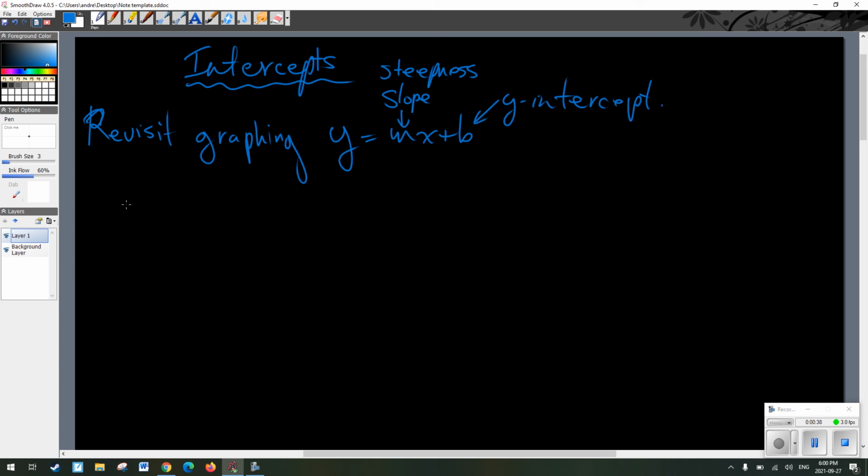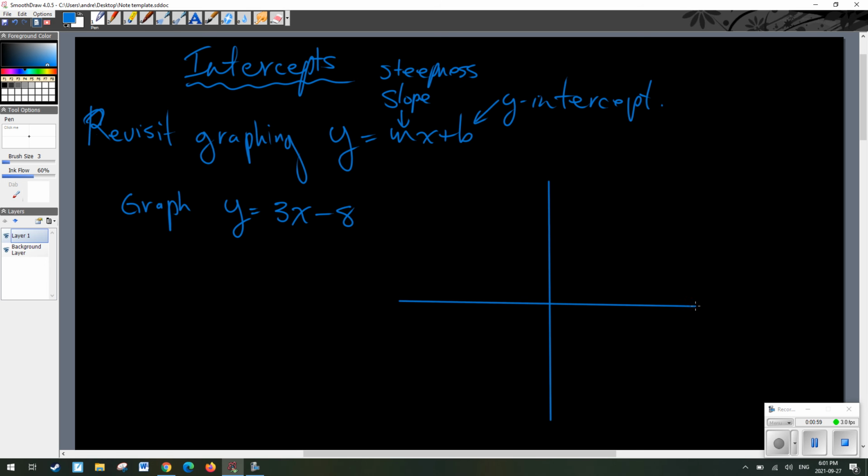So let's just revisit. As an example, let's graph y equals, how about we do 3x minus 8. I don't have a fancy graph here, but I'm just going to draw a graph. So I've got my axes, and let's think about how we go about this. Remember, the first step was to plot our y-intercept. In this case, our y-intercept is -8. So we're going to come down here, and you can envision 1, 2, 3, 4, 5, 6, 7, 8. So in around that vicinity, we'll mark it. There's -8 as my y-intercept.